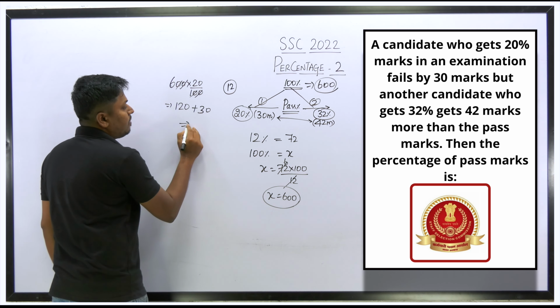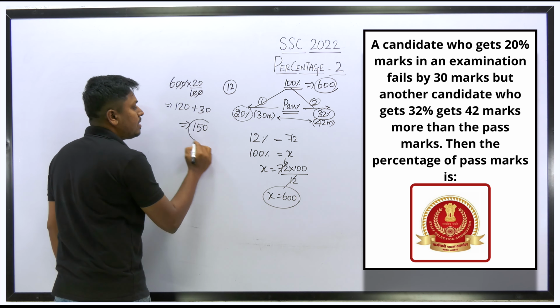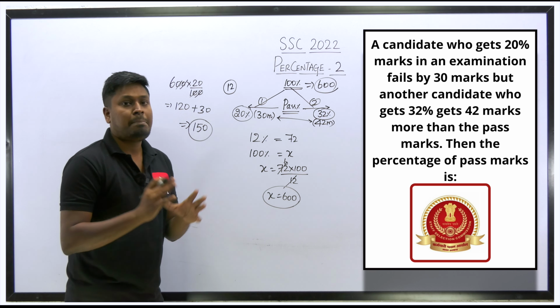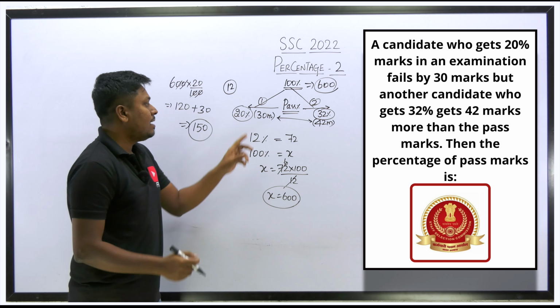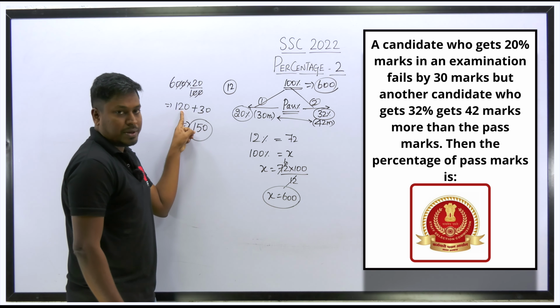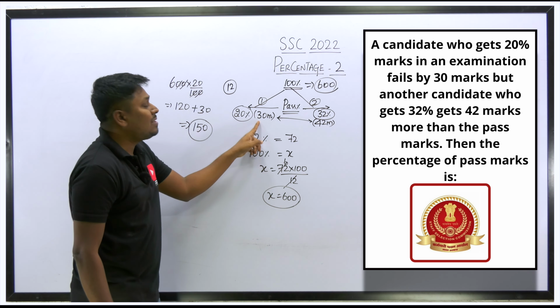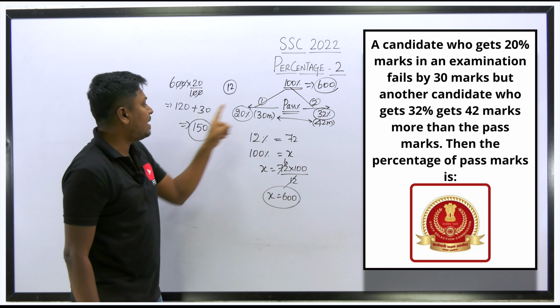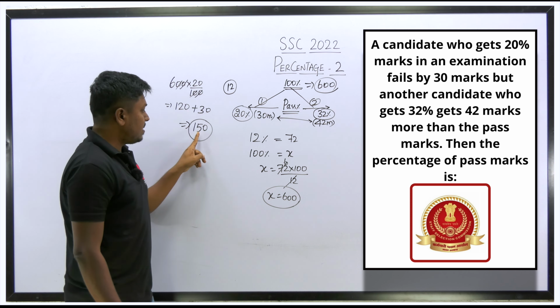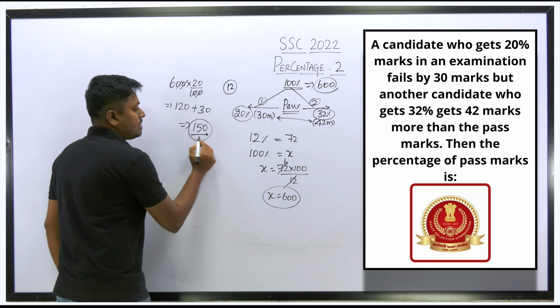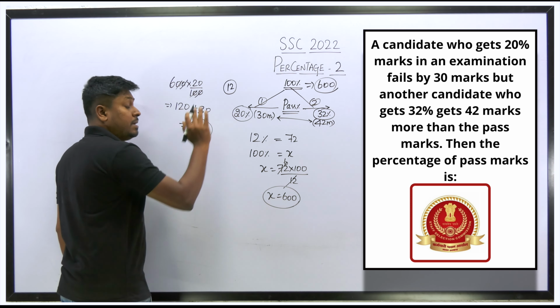So resultant will be 150. So finally we can say that 150 mark will be the pass mark. Got it or not? Right? So he secured 20%, that is 120. So if he scored 30 marks more, then he could have cleared the exam. So we have added 30 here. So resultant will be 150. So we can say that 150 will be the pass mark.